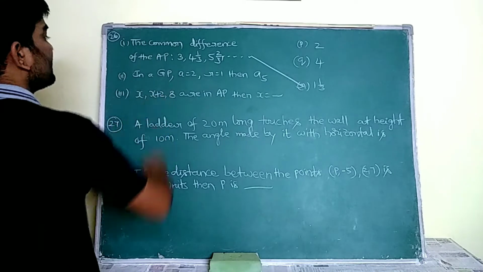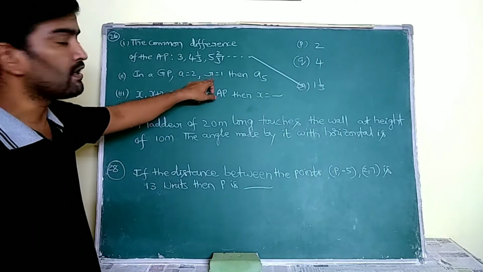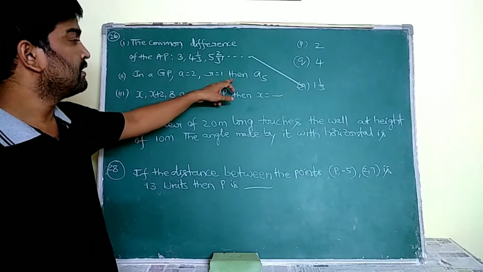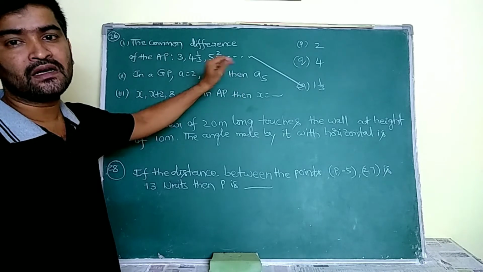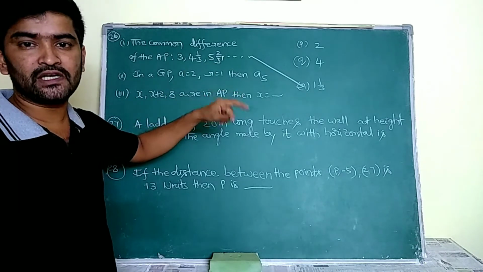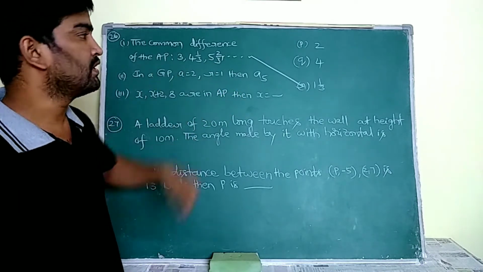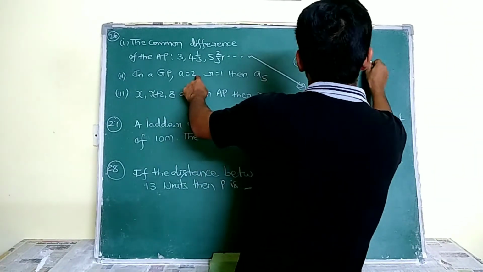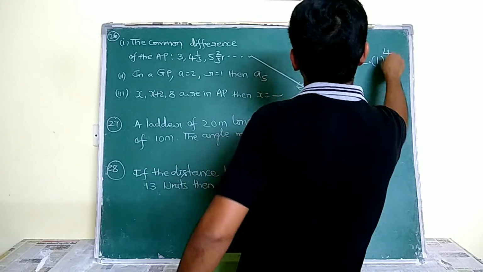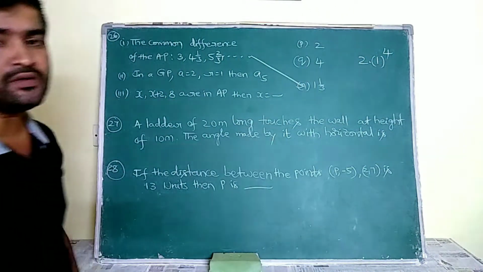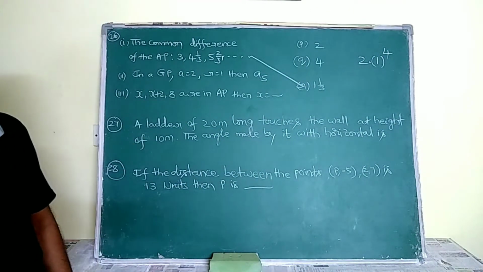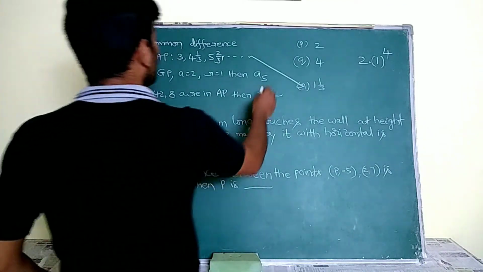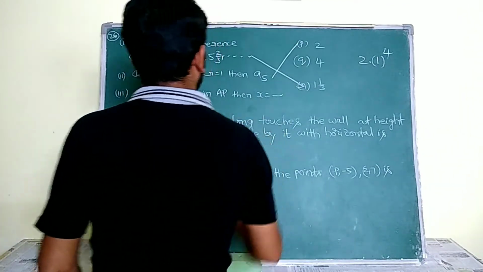In a GP, A value is 2 and R value is 1. So he is asking us to find A5. A5 means, we know, A into R power of 4. So A into R power of 4 means here A is 2, R is 1 to the power 4. That is 2 into 1 to the power 4, 2 into 1. That is nothing but 2. So it is 2.